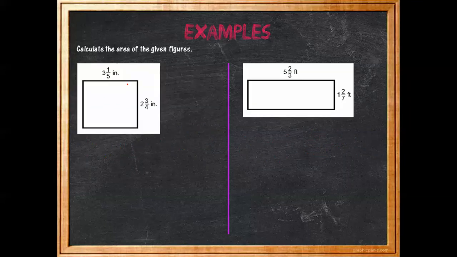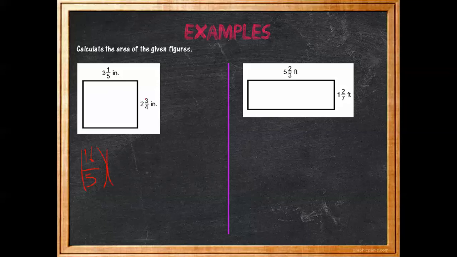Now, if we're given a mixed number like this, then we just want to turn it into a fraction. So remember, to turn this into a fraction, multiply the top times the bottom. 3 times 5 is 15. Then you add the number on top. So 15 plus 1 is 16. And then you leave the denominator the same. So this would be 16 over 5.